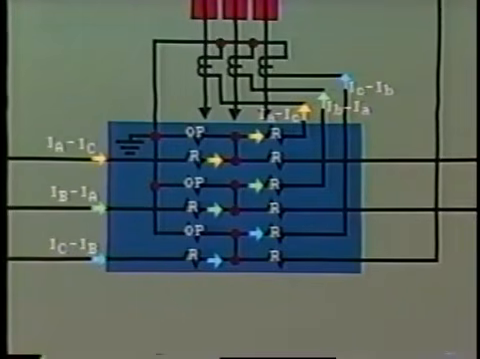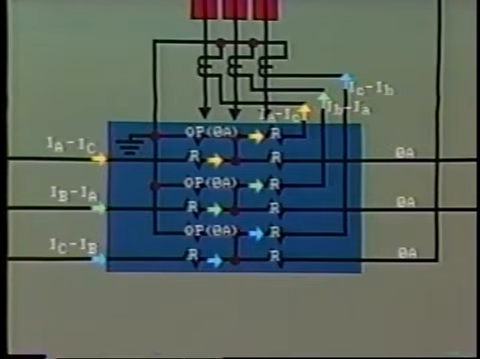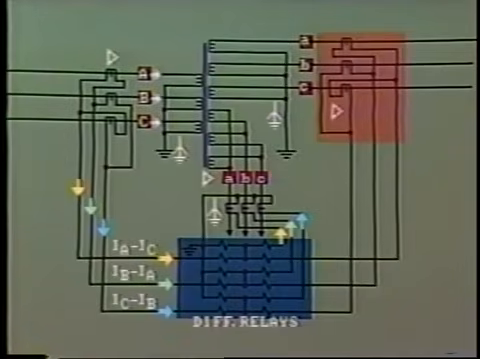Now let's look at the current flow in the restraint coils. The secondary current IA minus IC, the yellow arrow, enters this differential relay phase A. The current leaving this phase A restraint winding is also IA minus IC. Remember, the current in the other restraint coil is 0. Therefore, the current passing through the relay operating coil must be 0. This is correct. The differential relays B and C have similar currents, and the current in their operating coils is also 0.